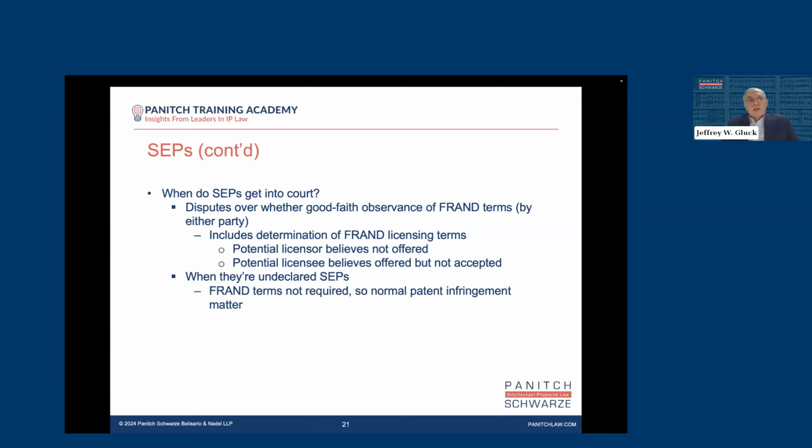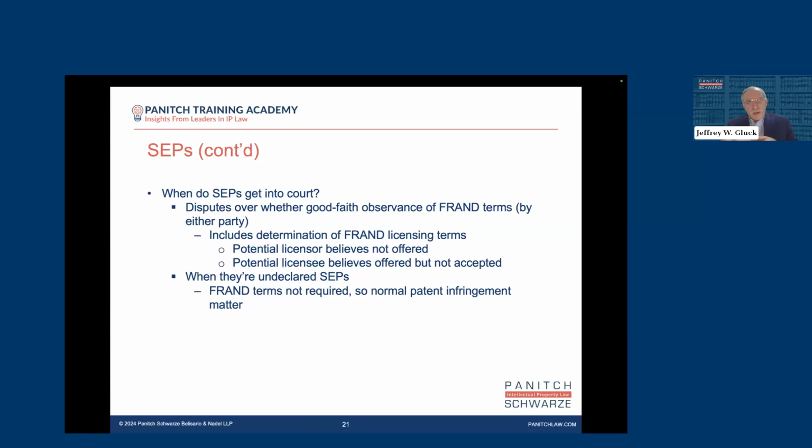FRAND is a kind of loosey-goosey term. It's kind of like the Georgia-Pacific factors when determining royalties. There are many considerations, and between two particular parties, there may be different considerations than between two other parties. Although the courts in various jurisdictions, including here in the United States, have determined that FRAND does not necessarily mean that the royalty rate between two initial parties will be the same.